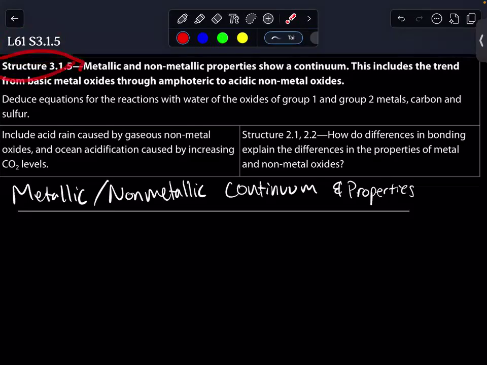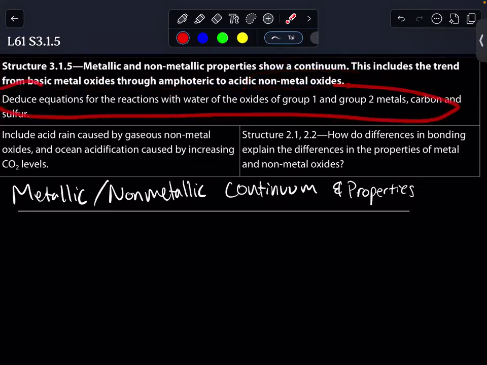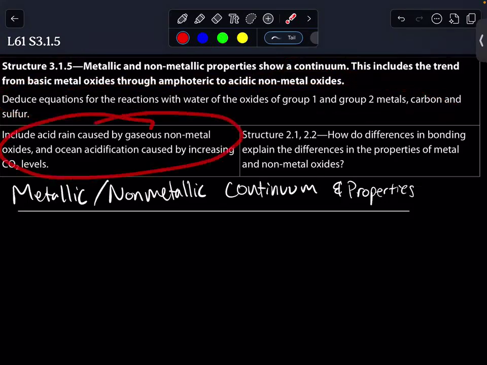Today we're doing structure 3.1.5. We're going to continue with the metallic and non-metallic properties in a continuum. We're going to be specifically talking about the basic metal oxides through amphoteric to acidic non-metal oxides. We're going to deduce equations for the reactions with water of these oxides, as well as with carbon and sulfur. And we'll talk about acid rain and ocean acidification via these oxides and their reactions.